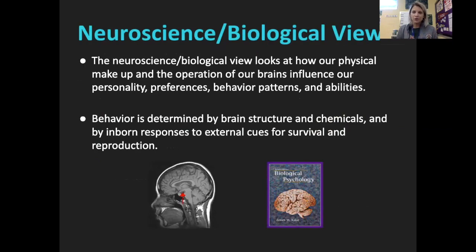So the first is the neuroscience or the biological view, and that looks at how our physical makeup and brain chemistry impacts our personality, preferences, behavior patterns, and abilities. So it's all determined by the brain structure itself and neurotransmitters, or the chemicals in the brain that send messages and are in charge of your mood and all kinds of things that we're going to get into in our biology and behavior unit, which is next.